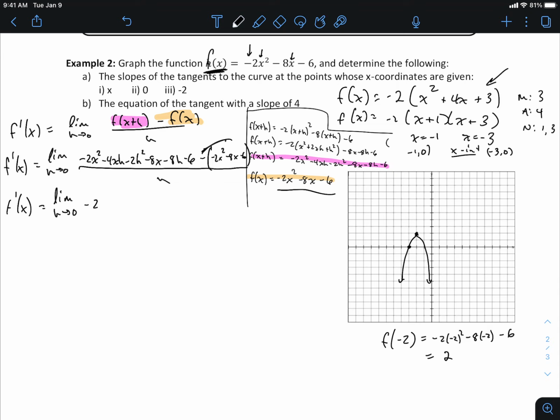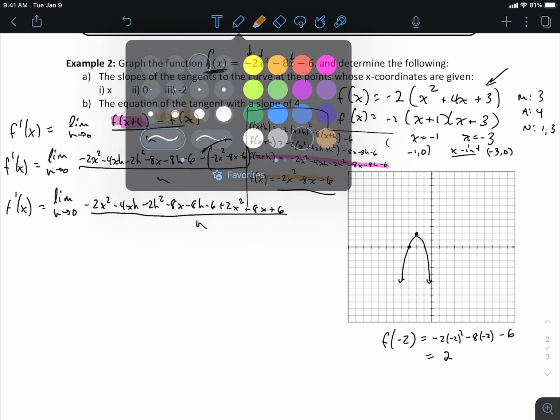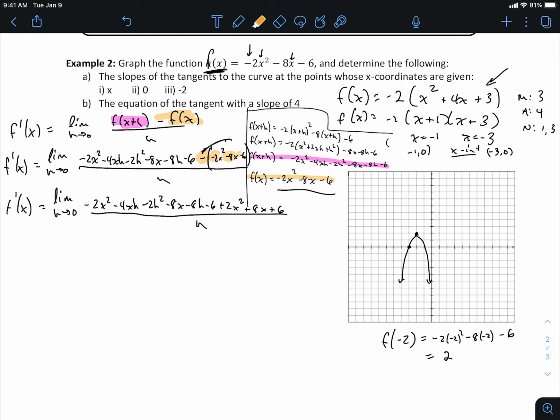And hopefully we should have more room here now. 2x squared minus 4xh minus 2h squared minus 8x minus 8h minus 6 plus 2x squared plus 8x plus 6, all divided by h. This double negative is what I think trips everybody up when they're doing this. So you've got to be careful. And I find that's probably why it's easiest to do all of this work on the outside and then put it back into the first principles.